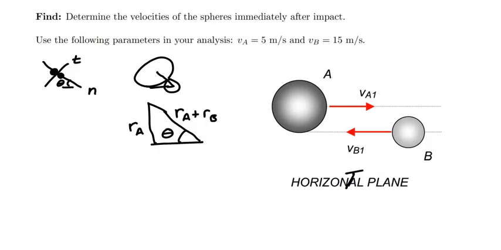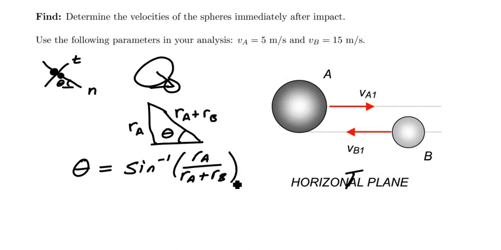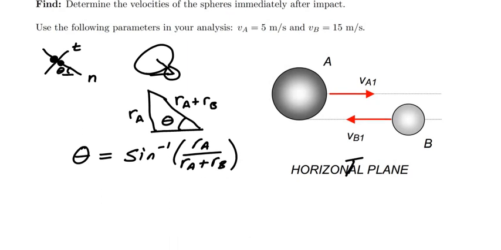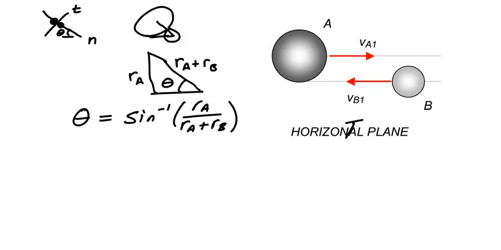Okay, so now that we have that angle theta, namely we can say that theta is going to be, we have the opposite over the hypotenuse, so that's going to be the sine, so we say this is the sine inverse of the opposite side R_A divided by the hypotenuse R_A plus R_B. We can actually go to work and try to apply the impact rules to the system. So in that regard, what am I going to say?